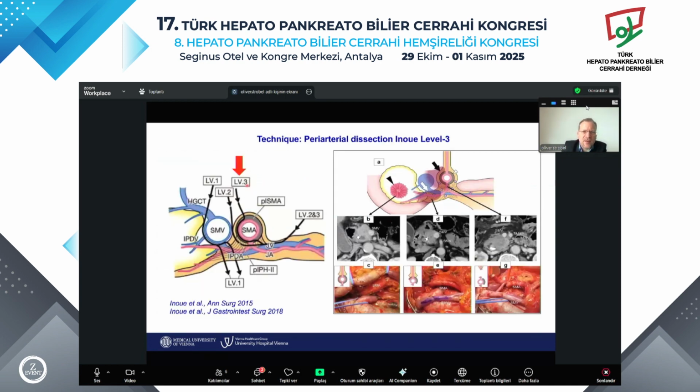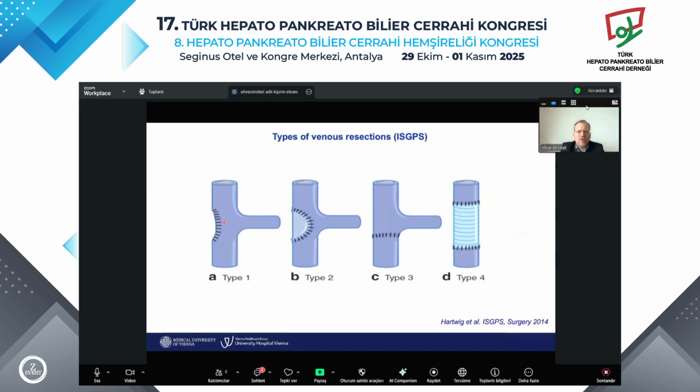Then we should, at the arteries, go directly to the vascular wall, according to Inoue, a level 3 dissection, and this removes the nerve plexus with potential perineural infiltrative cells. Of course, almost all patients with locally advanced disease do not only have an arterial involvement, but also venous involvement. And I think venous resections with different types of reconstructions, as here suggested by the ISGPS, should be standard.